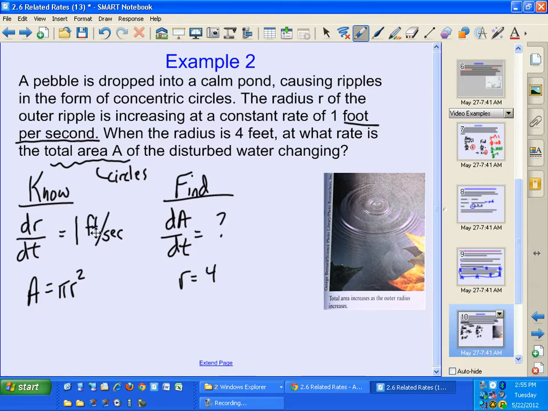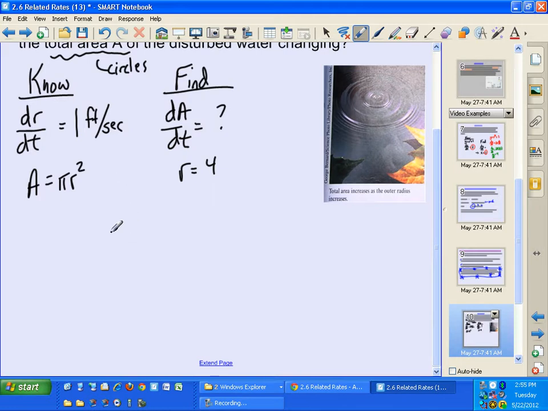So now I'm going to go ahead and differentiate the area equation. And when I differentiate the area equation, I get dA/dt will equal pi times 2r, and don't forget that r is with respect to time, so dr/dt. Radius is changing with respect to time. So now that I've differentiated, this is general. I could plug in any rate here and any radius and find out how the area is changing depending on the given information.